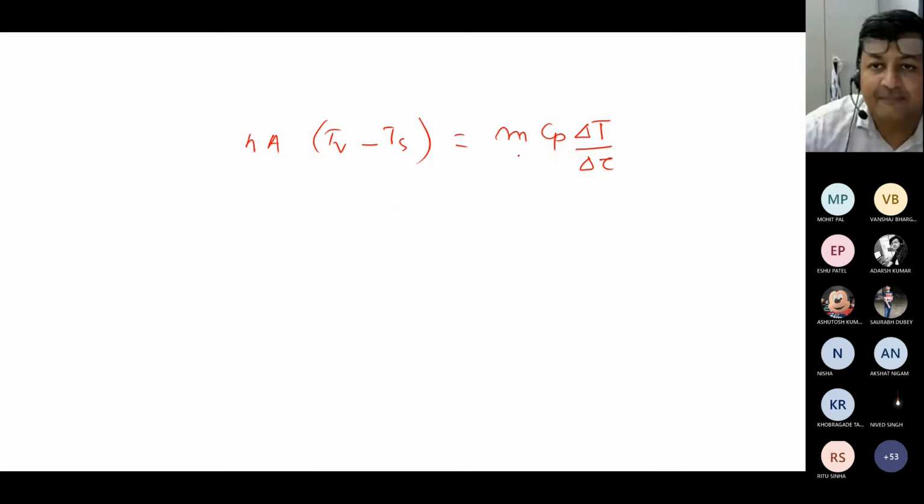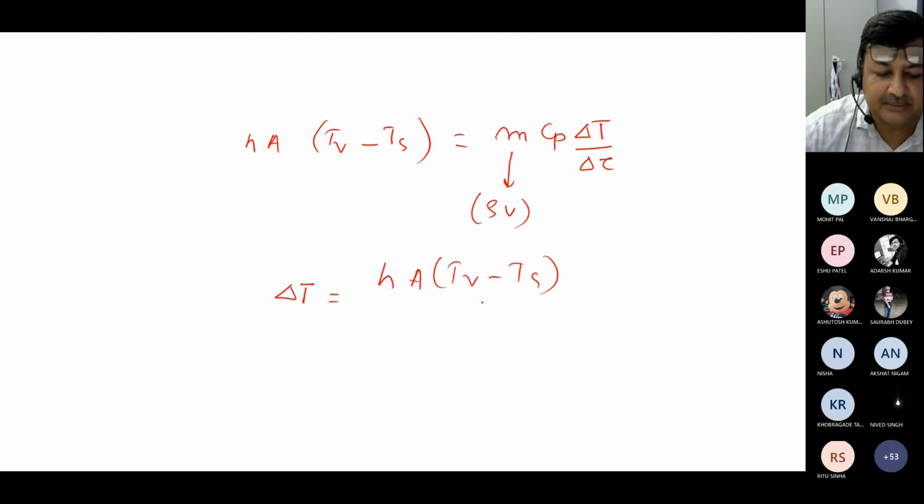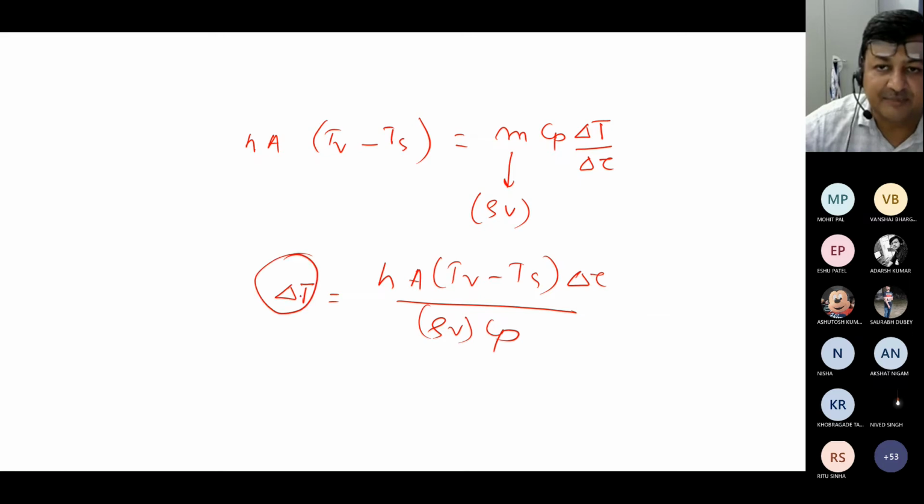And what is your m? m is equal to rho V, correct? Now, if I rearrange this equation, what I may get? Delta T will be equal to h into A into T vapor minus T sat, into delta tau, divided by rho V into Cp, correct? So this is my delta T. This will be my temperature drop.